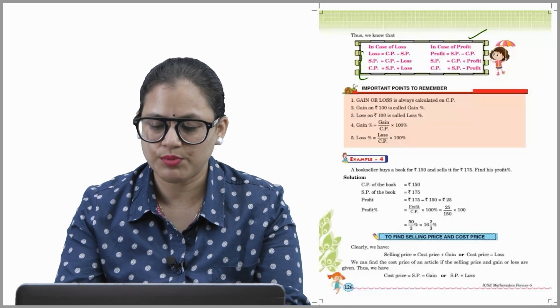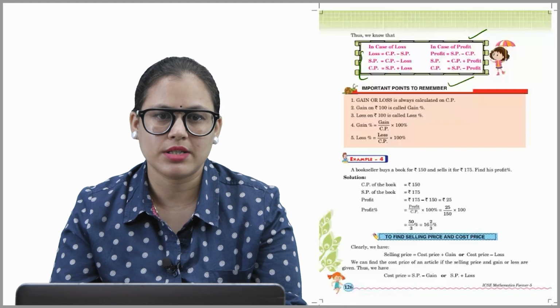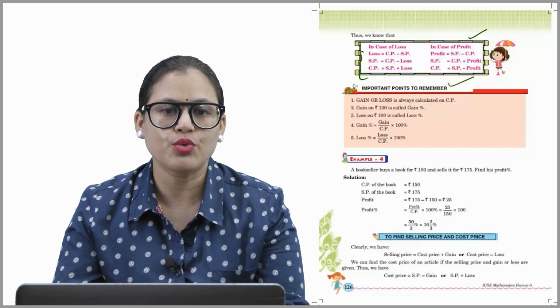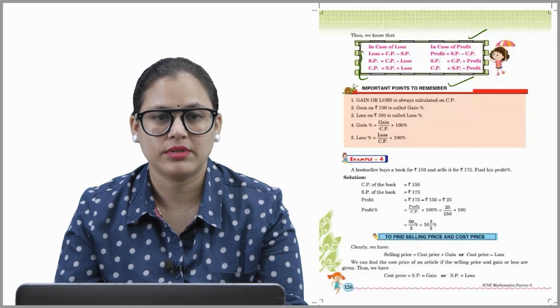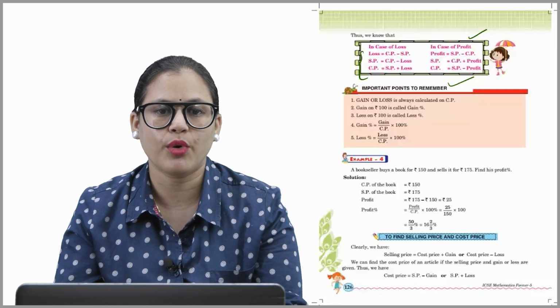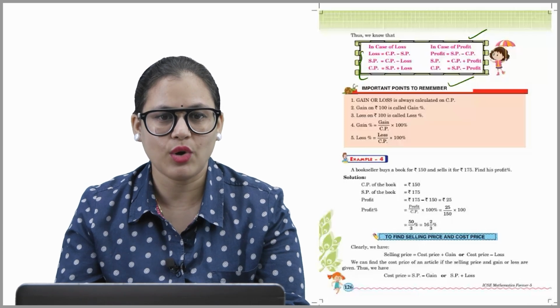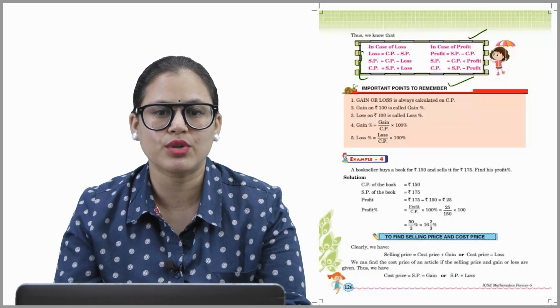Now, important points to remember. Number 1, gain or loss is always calculated on CP. Number 2, gain on rupees 100 is called gain percent. Number 3, loss on rupees 100 is called loss percent. Number 4, gain percent is equal to gain upon CP into 100%. And number 5, loss percent is equal to loss upon CP into 100%.